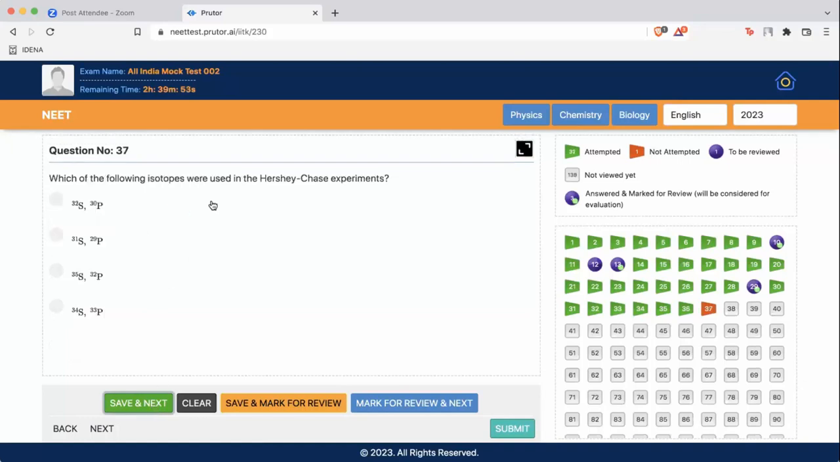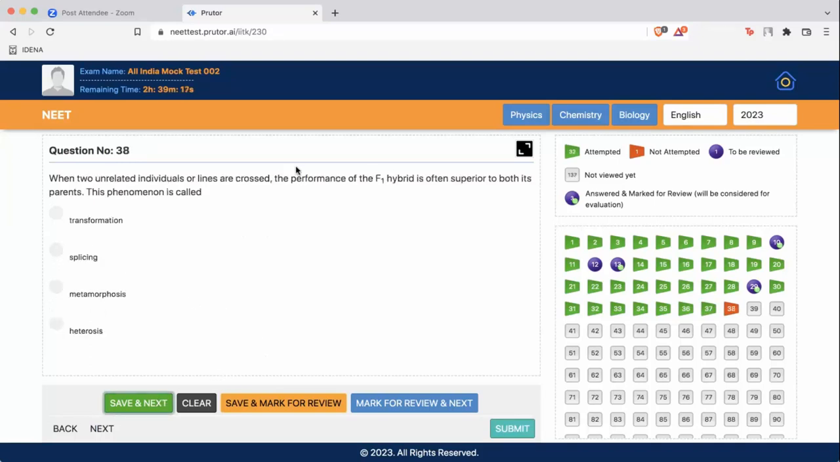Which of the following isotopes are used in Hershey-Chase? Radioactive sulfur, radioactive phosphorus. Let's see, which one is radioactive phosphorus here? Sulfur has a weight of 32, phosphorus 31. So I think it's mostly these three.